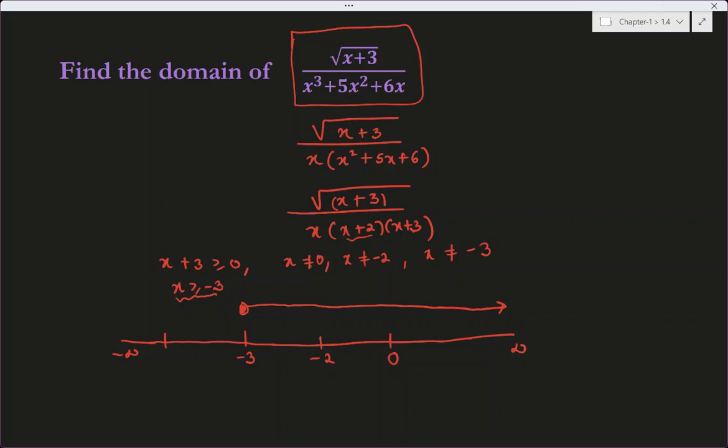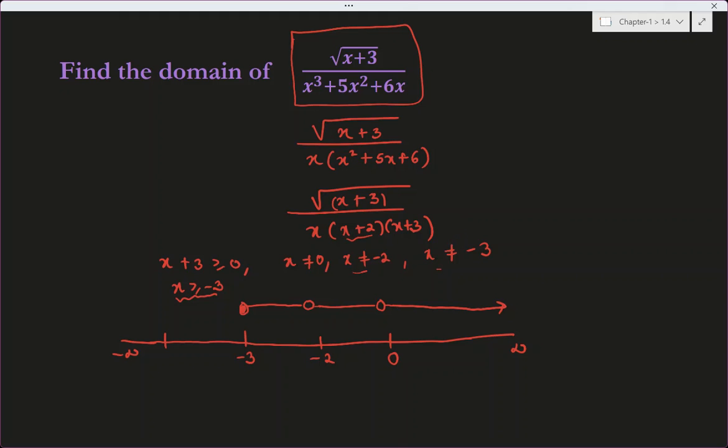But now we have to remove x equals 0. So when we get x equals 0, we can put a hole around here. So it means x cannot be 0. Also, at minus 2, we also need to put a hole.